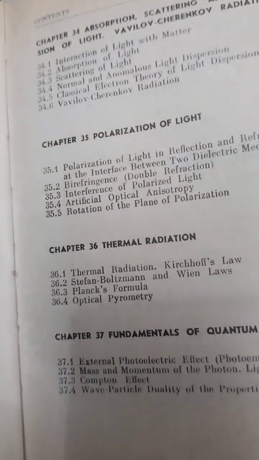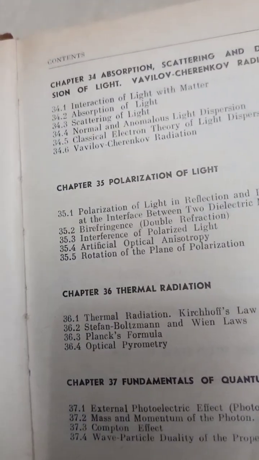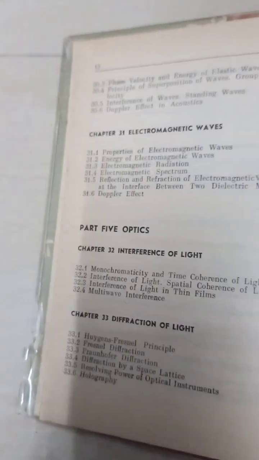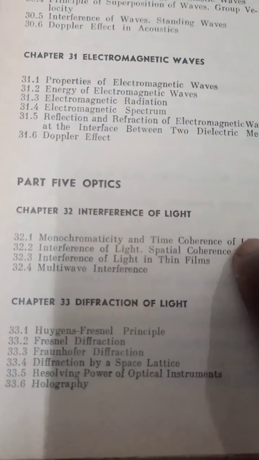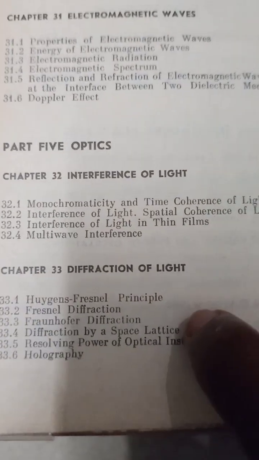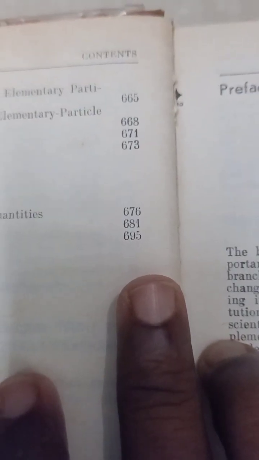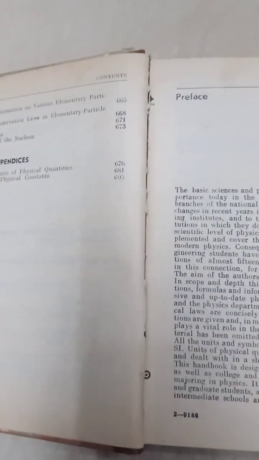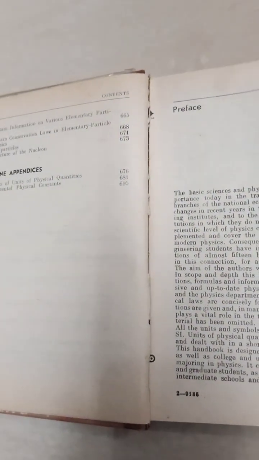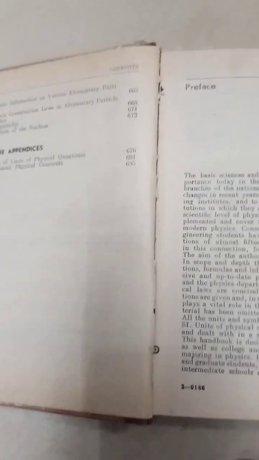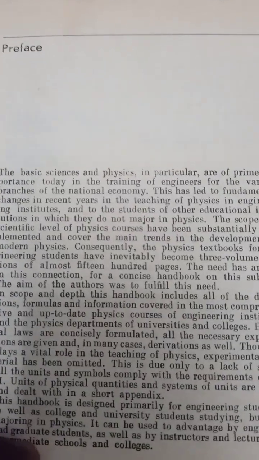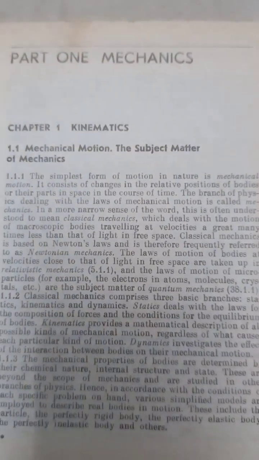So such a large number of topics are covered in this book, a very wide and highly informative book. Polarization of light is covered over here in the optics, which comes in part 5. Interference of light is there, diffraction of light is there, holography is discussed. So it is a highly informative book, divided into 9 parts, and part 9 is the appendix, and it goes up to page number 695, as you can see over here. That means it is such a deep book, covering a large number of topics in a very large number of pages.